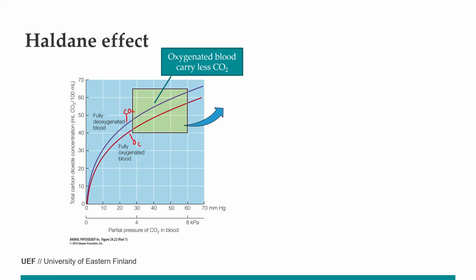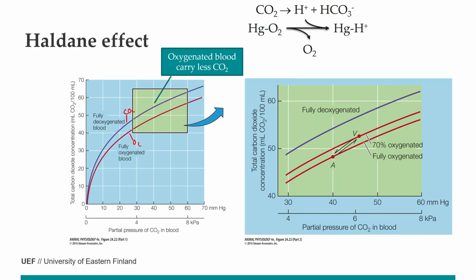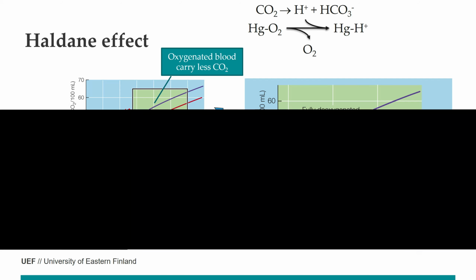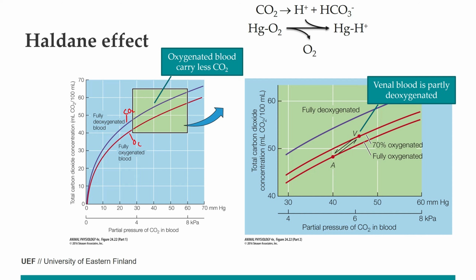And that means that when we are losing the oxygen from the hemoglobin, the carbon dioxide is forming the bicarbonate, and then this proton can be bound on hemoglobin. And this affects our circulation quite drastically. So in the venous blood, it's only partly oxygenated. So that's why it can carry much more carbon dioxide.